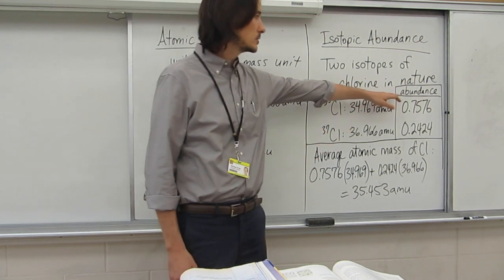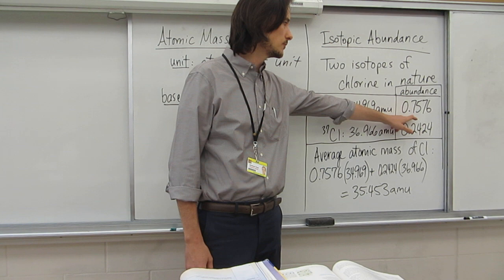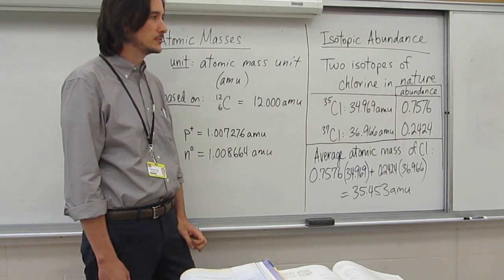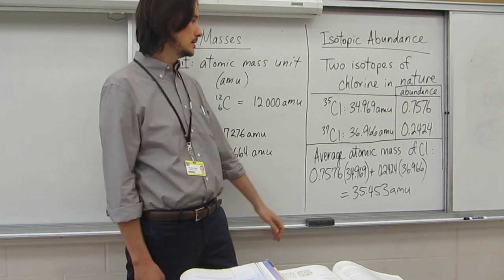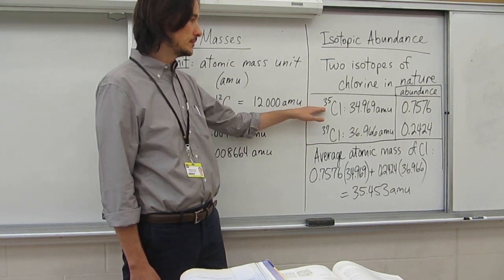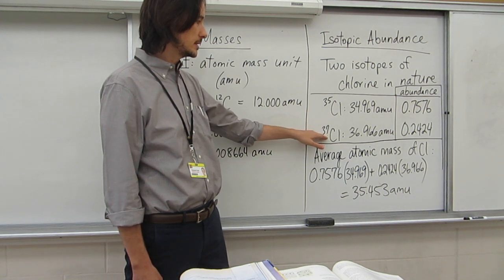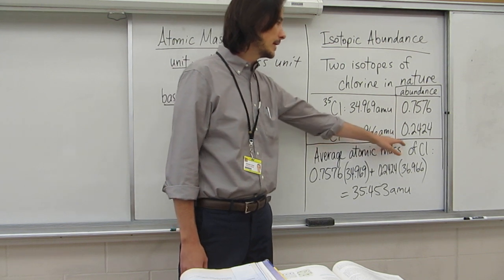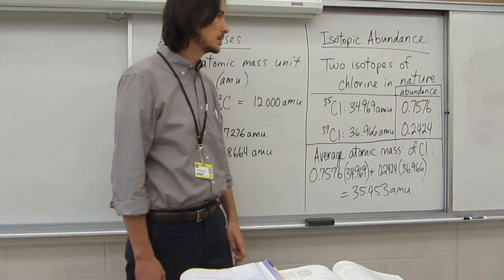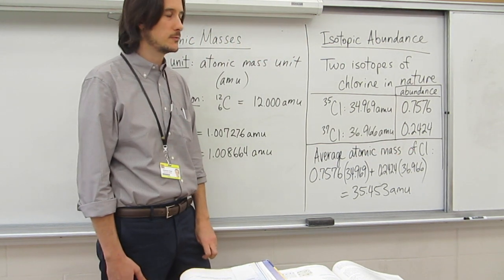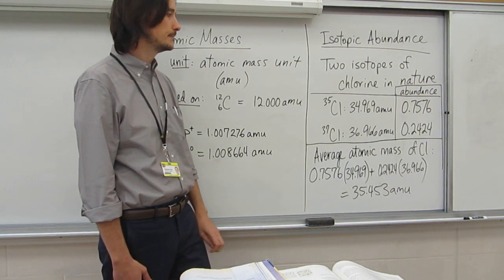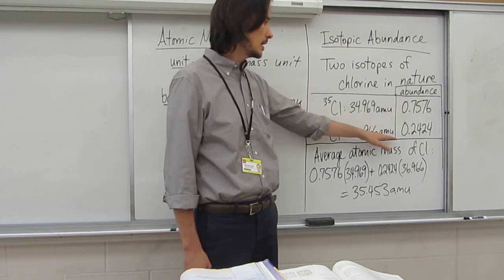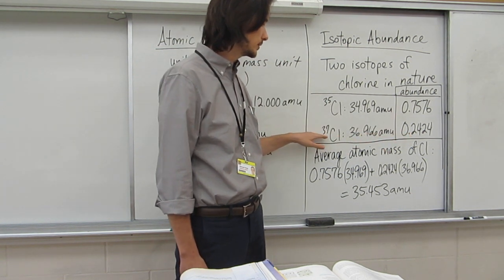We have an abundance, which I've written up here as 0.7576. If you wanted a percentage, it would be 75.76%. And that's for chlorine-35. Chlorine-37, you see the atomic mass of it, and that's 0.2424 abundance, or 24.24% abundant. So we see that about 3/4 is chlorine-35, and about 1/4 is chlorine-37.